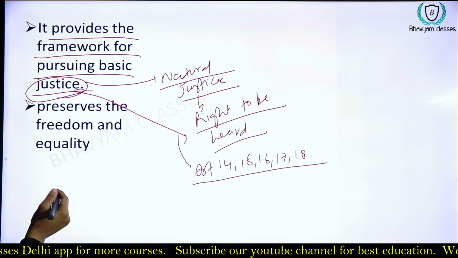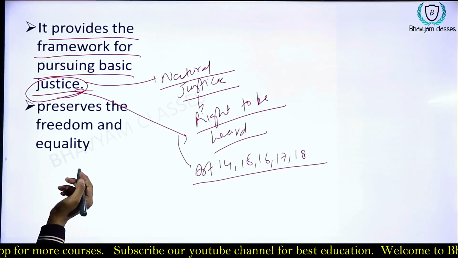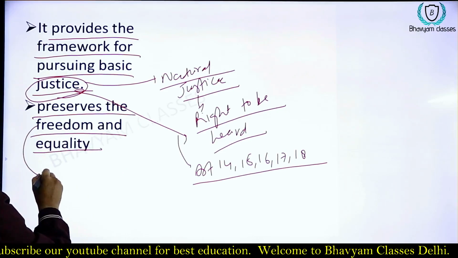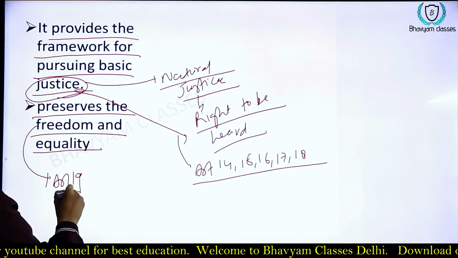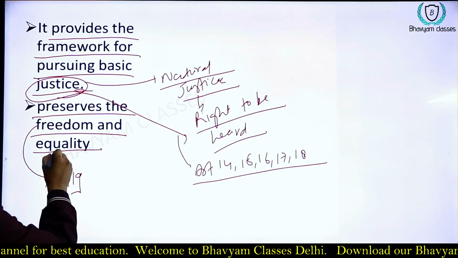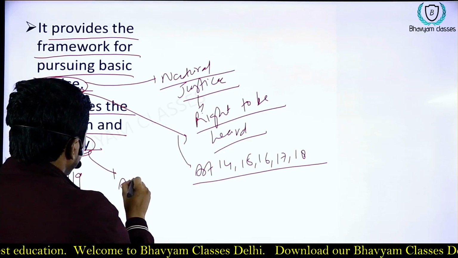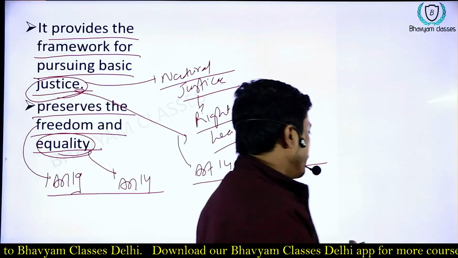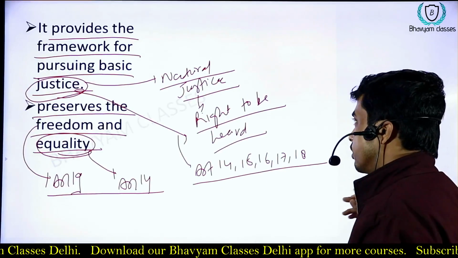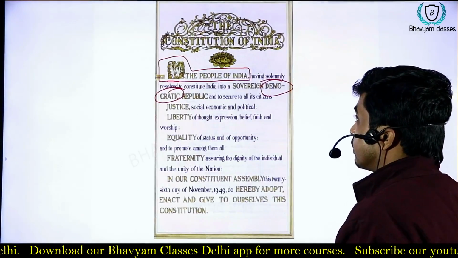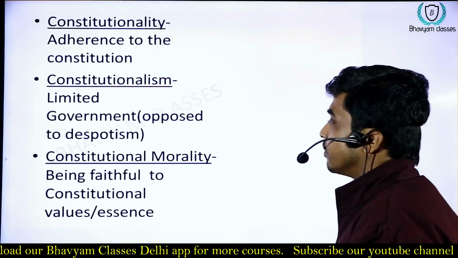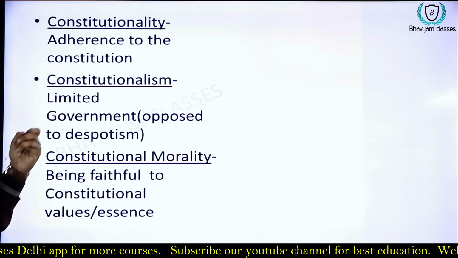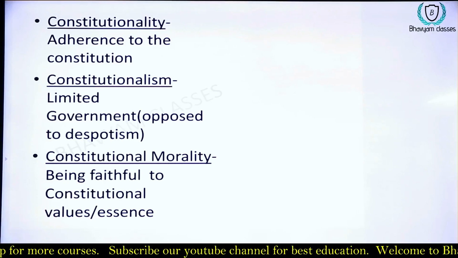So an effective constitution also preserves freedom and equality. Freedom has been protected or preserved by Article 19, and equality has been preserved by Article 14. So this is the way an effective constitution should be framed. Now we look at the difference between constitutionality, constitutionalism, and constitutional morality.